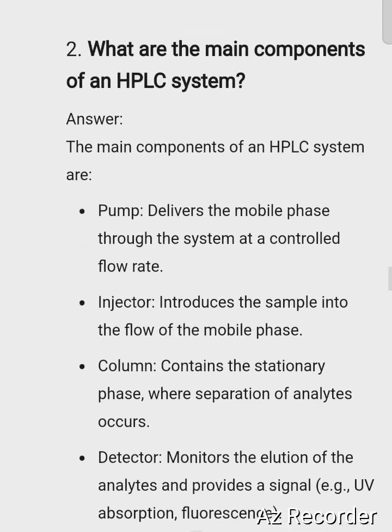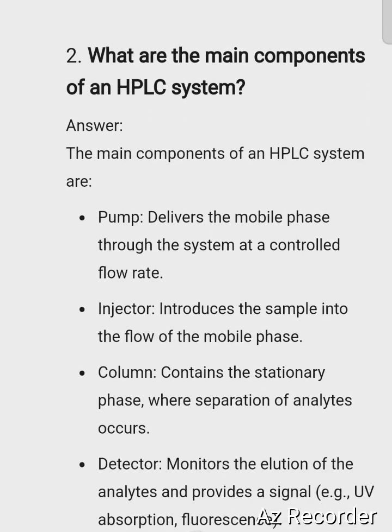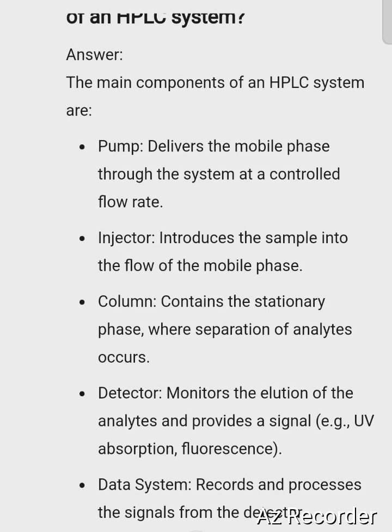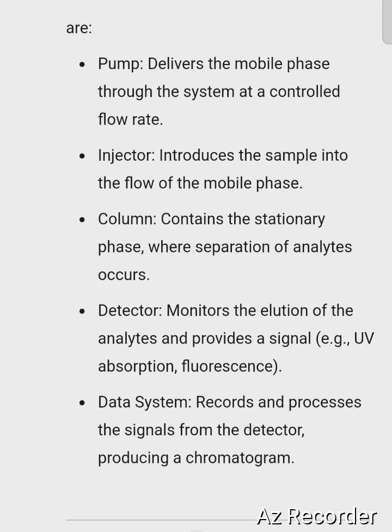The second question is: what are the main components of an HPLC system? Here you have to discuss the different main components of the HPLC system. Your answer should be like that. That is pump. Pump means the mobile phase is delivered to the system, controlled by flow rate. The next part is the injector, that introduces the sample into the flow of the mobile phase.